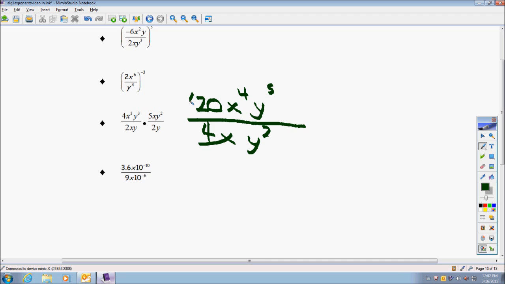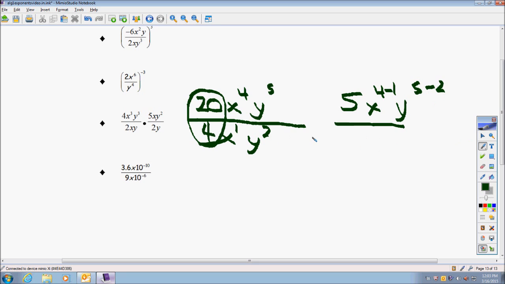Okay, divide your numbers just like you've done for years. No properties here. I have kids put 16 because they subtract these all. Don't. It's just 5. 20 divided by 4 is 5. Okay, now we use properties. x to the 4th over x to the 1st is x to the 4 minus 1, and then y to the 5 minus 2. So there's nothing on the bottom, so we don't need the fraction anymore. So 5 x cubed over y cubed. Oh, that worked out.